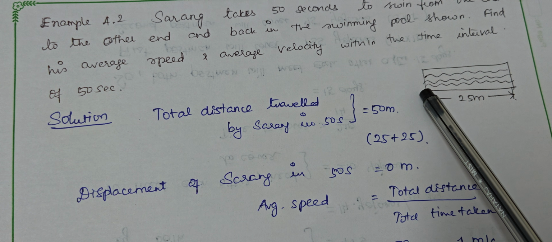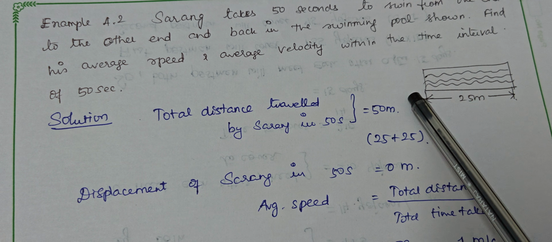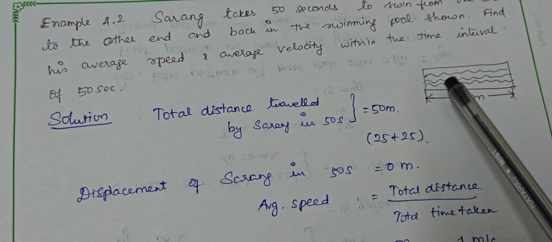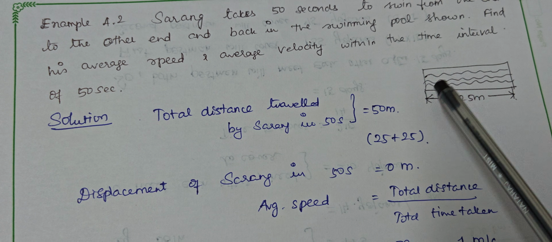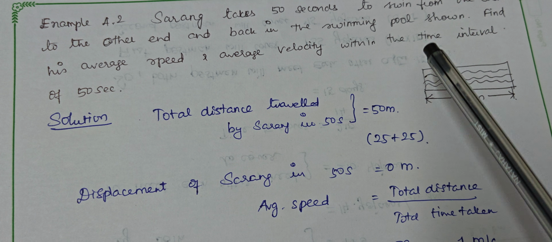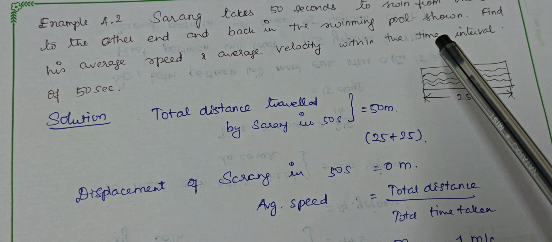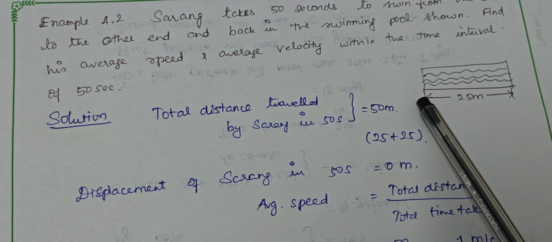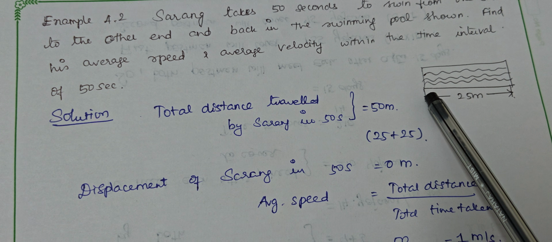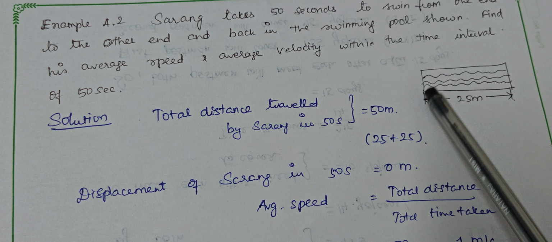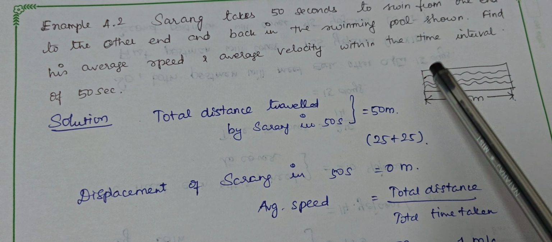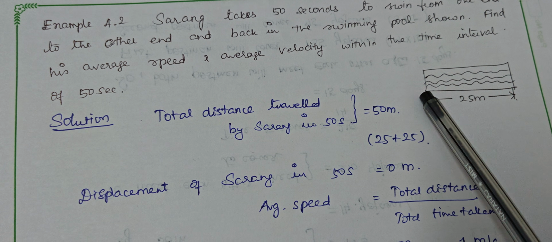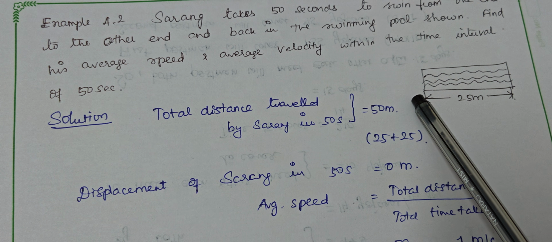So what is the displacement? He started from one end, went to the other end and returned back to the starting point. Displacement is nothing but the shortest distance covered by the object. Here the shortest distance is 0 because he started from one end, reached the other end and returned back to the same point. So same point means what is the displacement? The displacement covered by Sarang in 50 seconds is 0 meter because the object remains at the same place after 50 seconds.